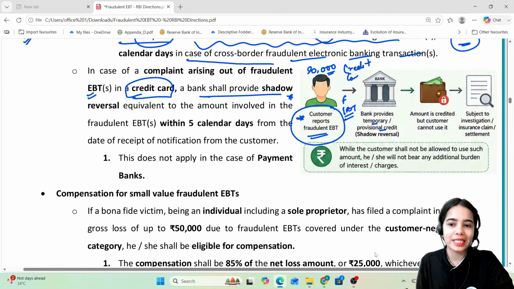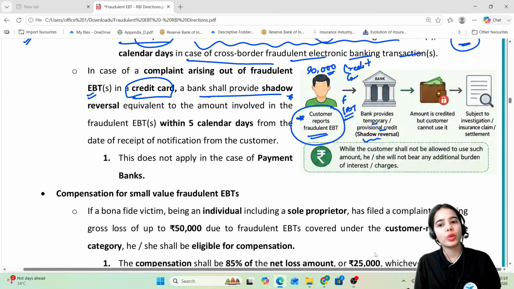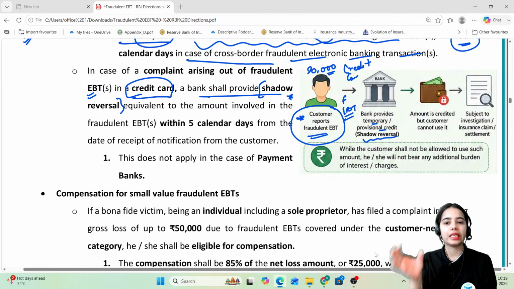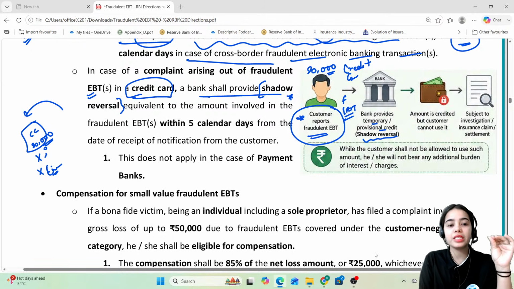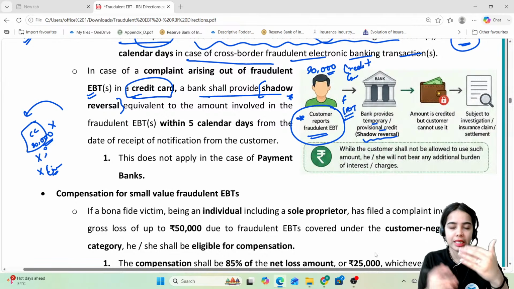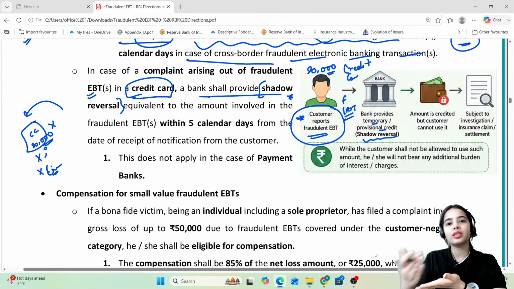So the bank provides temporary or provisional credit. This is known as shadow reversal. Shadow reversal is basically that for the time being, the money is returned to the credit card. The money is returned so that there is no interest being charged and no extra cost or charges being taken on this 20,000 rupees. But you cannot use this 20,000 rupees until the case settles, whether the fraud has actually happened or not, or whose responsibility it was.